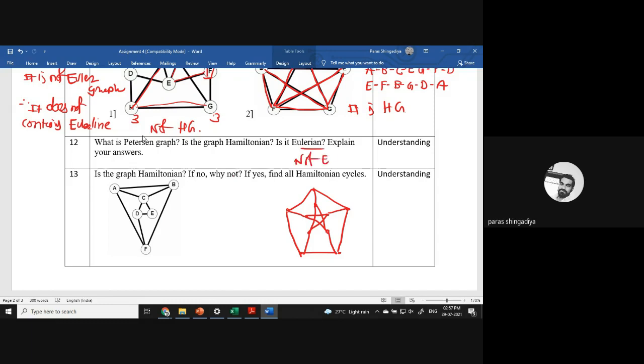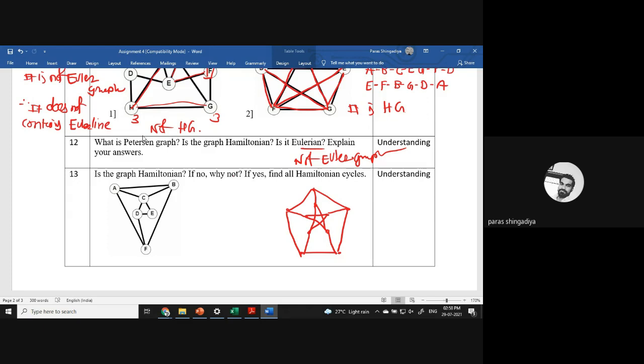Now what about Hamiltonian? Is it Hamiltonian? No, it is also not Hamiltonian. Good. It means you cannot create such a circuit which covers every vertex exactly one time. Circuit means closed walk. Okay, you have to reach again the place where you started, and in your route you have to visit every vertex exactly one time. So it is not Hamiltonian as well as not Euler. That is the conclusion for this one.